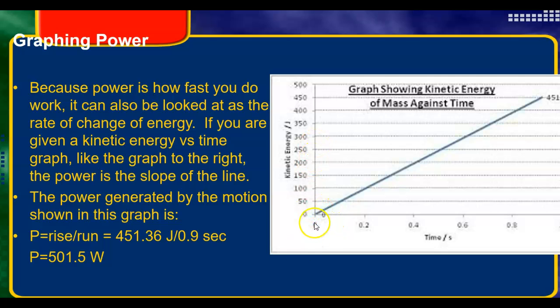The rise is from 0 to 451.36 joules. The time is about 0.9 seconds. So power is 451.36 divided by 0.9, or about 501 watts of power. So if you have an energy versus time graph, power is your rate of energy change over time.